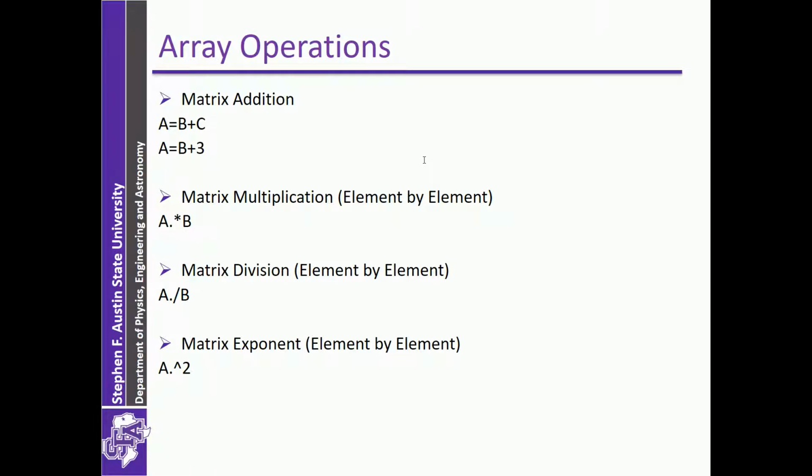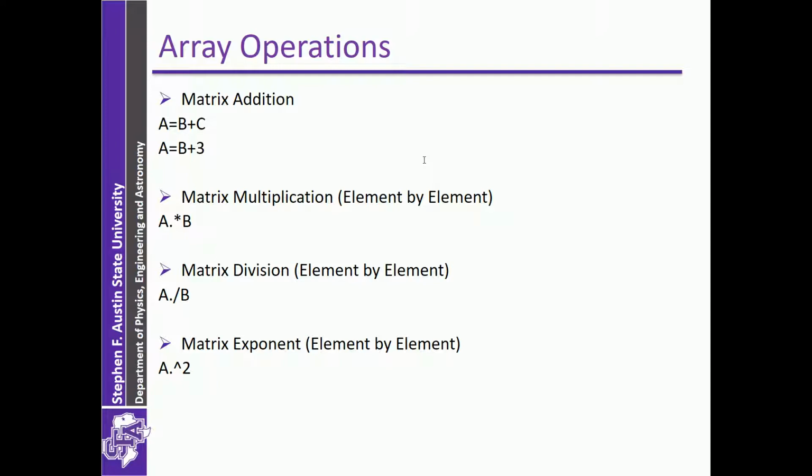We can perform matrix additions. So if B and C are matrices, we can add them together by saying B plus C, and the result will be stored in A. Or B plus 3. Basically, we add the matrix B with the element or the constant 3, and we store the result in A.